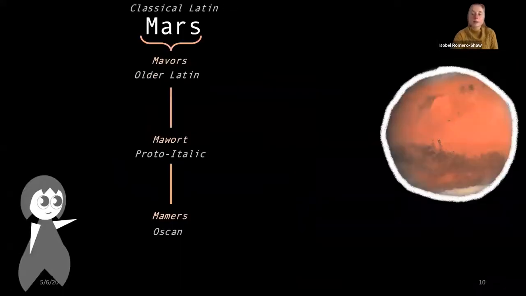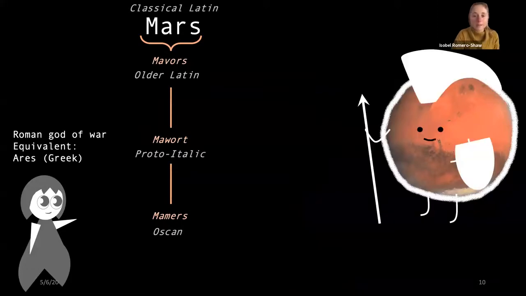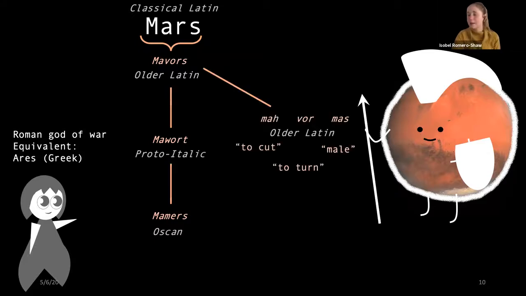The next planet, Mars, appeared to have a distinctively red hue in the sky, so was named after the Roman god of war. There's been an anthropomorphic personification of war for as far back as I could trace. The name Mars actually stems from an Oscan word, mammers, which also referred to a war god. So Oscan is an extinct Proto-Italic language native to southern Italy, which is known from inscriptions dating as far back as the 5th century BC. The later Latin word for Mars, mavors, is linked to words for cutting, turning, and male.